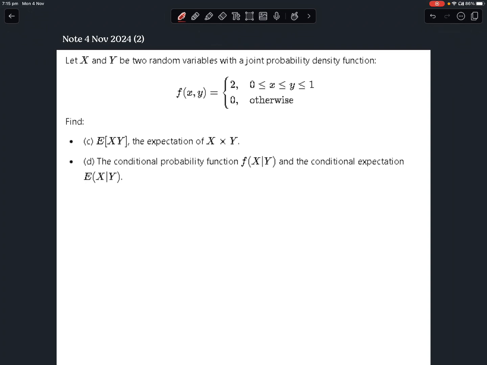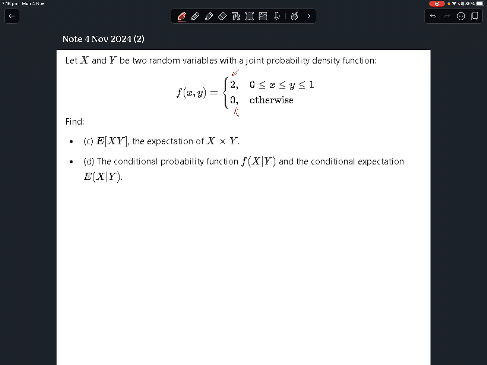We have two random variables x and y with a joint probability density function. The function is defined as follows: when both x and y are between 0 and 1, and x is less than or equal to y, the probability density is 2. Otherwise, the probability density is 0.